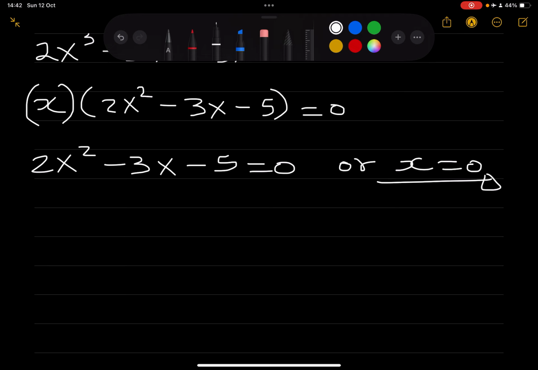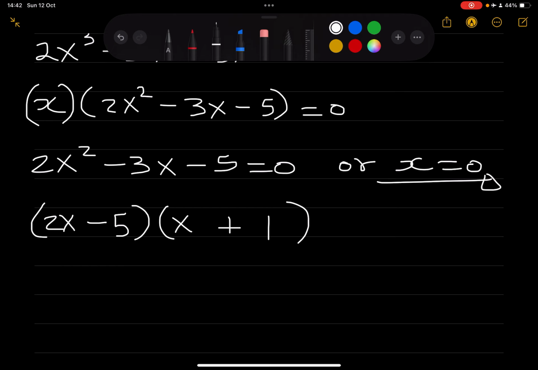In this question, you can either still use the quadratic formula, where your a is 2, your b is negative 3, and your c is minus 5. Or we can factorize this, so I'm going to factorize it. The 2x squared will break into 2x and x. And then the minus 5 will break into minus 5 and then plus 1.